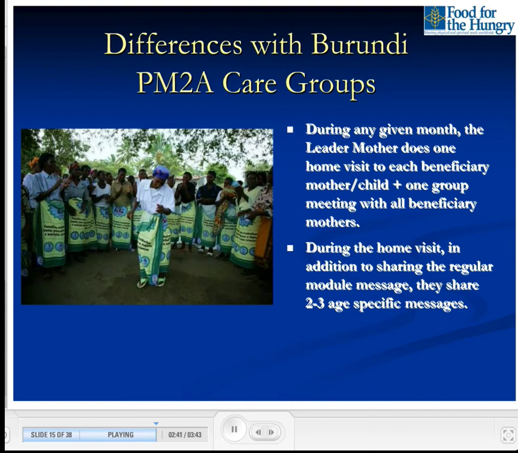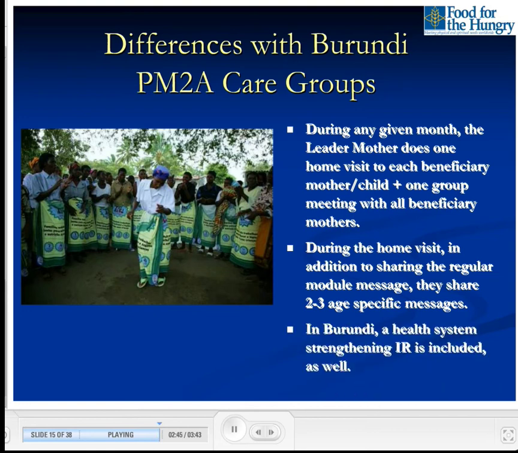And also in Burundi, a health system strengthening piece is included. We have a health system strengthening IR that's part of that My App. We're not as involved with that one. We'd be more than happy to be very involved with it in other countries where we apply this model.